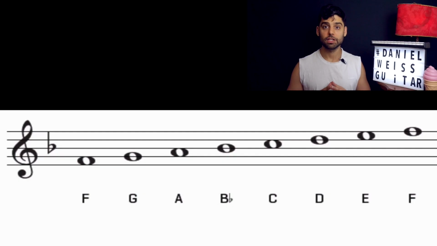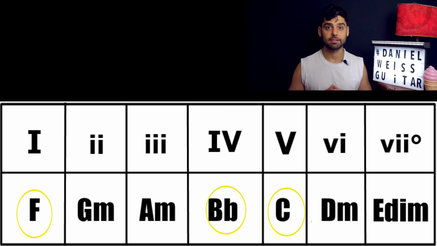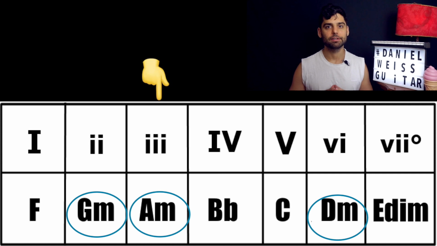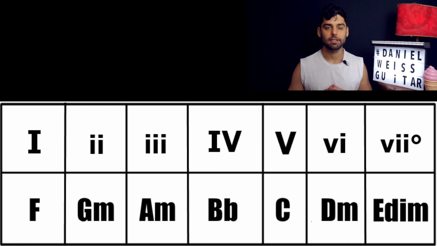So now if I talk about F major, I have one flat. So the key is F, G, A, B flat, C, D, and E. So the major chords will be F, B flat, and C. The minor chords will be G minor, A minor, and D minor. And the only diminished chord we have in F major is E diminished.